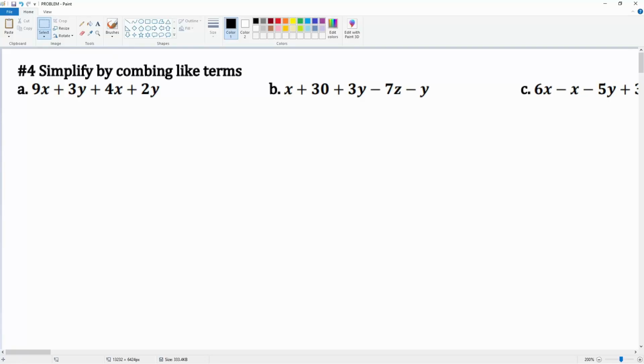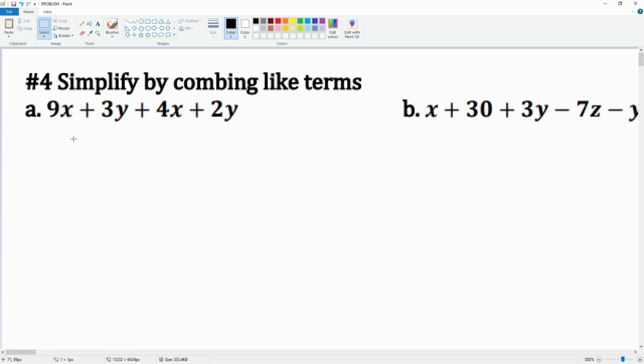Chapter 1, number 4, you are going to be simplifying by combining some like terms. Here I'm going to use the strategy of color coding. So I have the 9x. All the x terms are going to go into this blue square box here. So 9x and 4x becomes 9, 10, 11, 12, 13x.